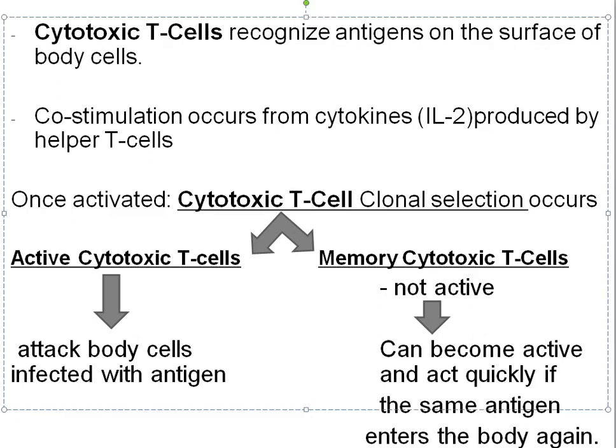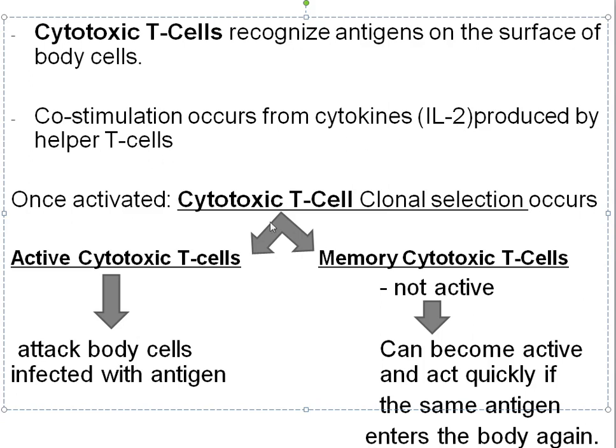All right, our other type of T cells are the cytotoxic T cells. So just from the name alone, cyto means cell, toxic means death. So these are the killing cells, essentially. So cytotoxic T cells recognize antigens on the surface of the body cells. We get co-stimulation occurring from the cytokines, the interleukin-2 produced by the helper T cells. So now we're ready to go because we've got those cytokines going.